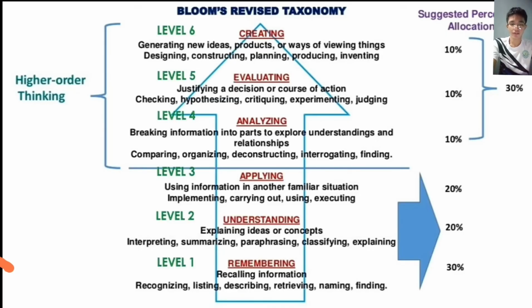So we can observe here that the Bloom's revised taxonomy has 6 levels: remembering, understanding, applying, analyzing, evaluating, and creating. On level 1, which is the easiest one, it is suggested that this should take up most of your assessment so that it will not be too difficult for your students.